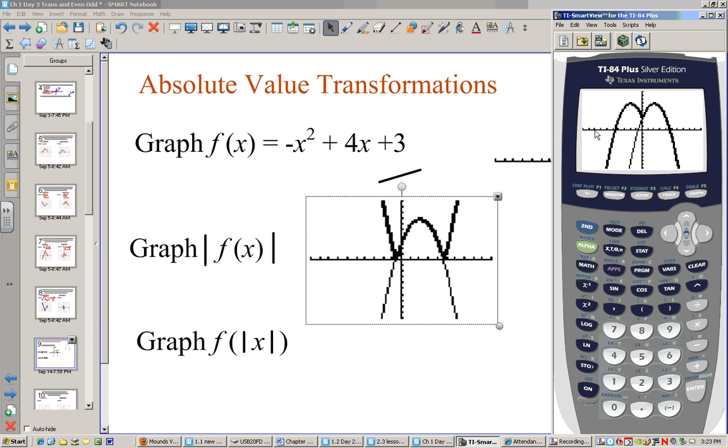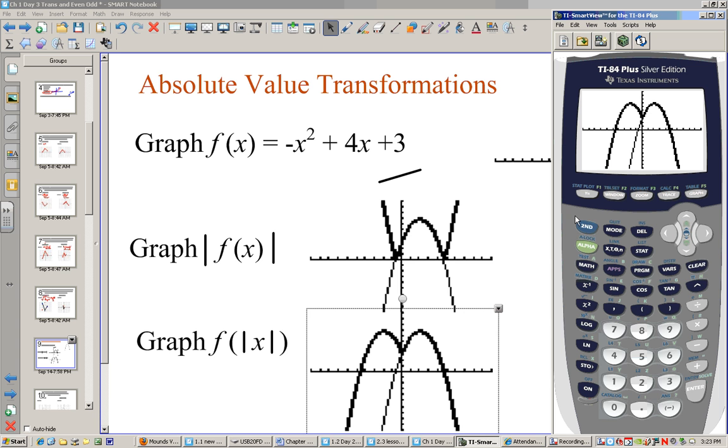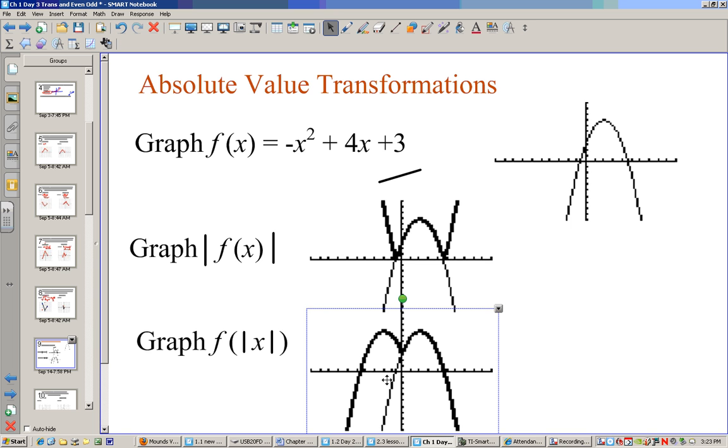And it looks like that. So what it does is it traces the positive x and then reflects that over the x-axis. And we just ignore the part of the original f of x where it was negative for x.